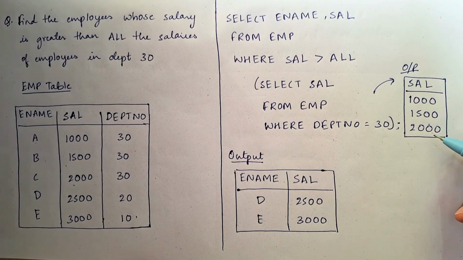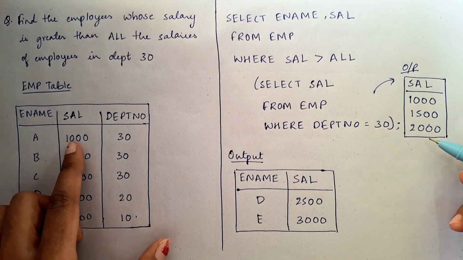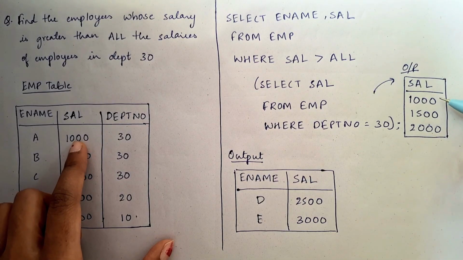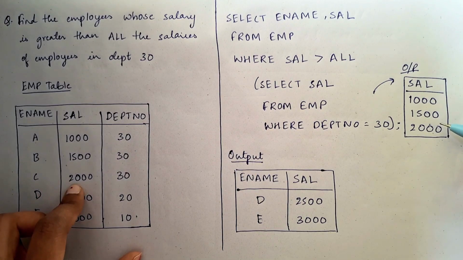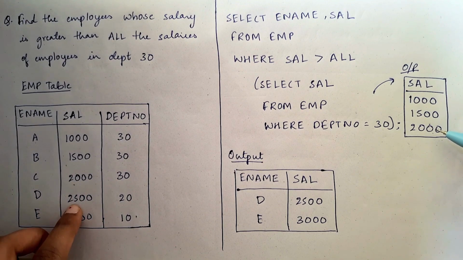Now let's check each employee. Employee A, salary is 1000, not greater than all the values. Employee B, salary is 1500, not greater than all the 3 values. Next, employee C, salary is 2000, not greater than all the values. Next, employee D, salary is 2500, which is greater than 1000, 1500 and 2000. So it will be displayed in the output table.